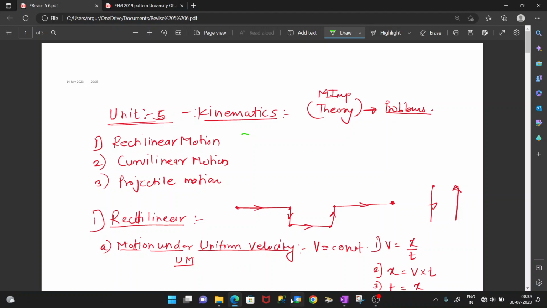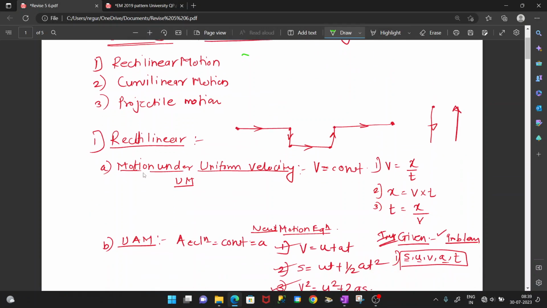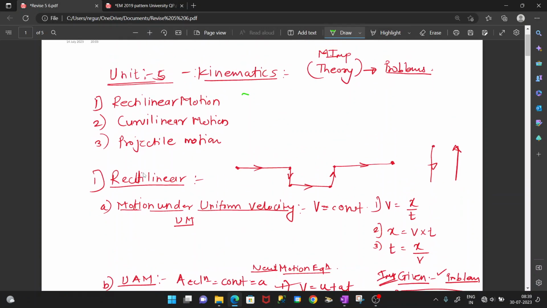All. So today we are going to see the revision of unit number 5. Now unit number 5 is basically kinematics. So we are only going to see the variables of motion, that is S, U, A, V and T. Based on that only we are having some motions of the particle. First motion is rectilinear, then curvilinear, then projectile.